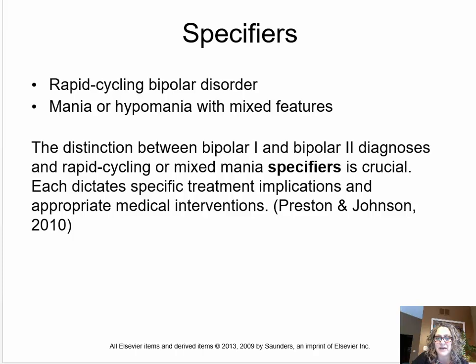Now, rapid cycling bipolar disorder means that the patient has 4 or more mood episodes in a 12-month period. Rapid cycle bipolar disorder used to indicate more severe symptoms, but now it is more specified with the number of cycle alterations or cycles that they have in a year. Rapid cycling can occur with either bipolar 1 or bipolar 2 disorder, and then that will be specified in the diagnosis.